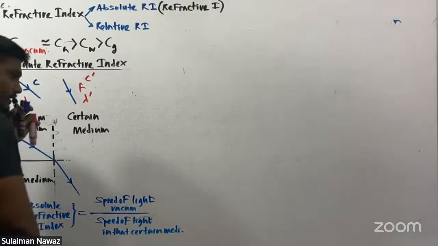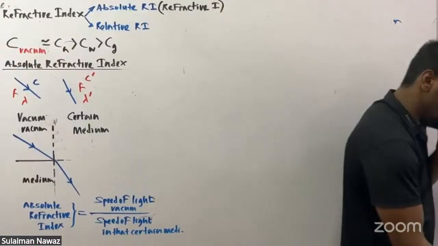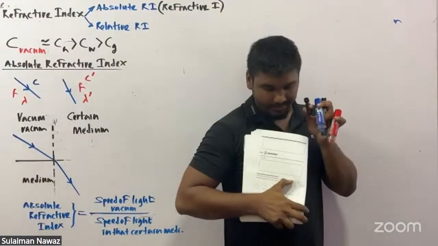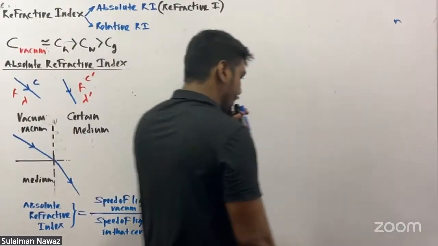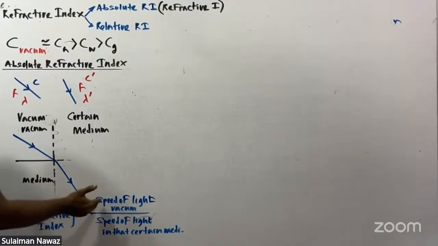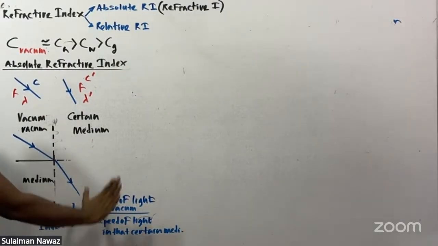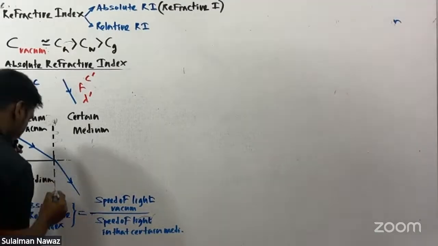Medium is the equation. I know the story. So what you do now in this given space, here this equation, right? The absolute refractive index of a certain medium means speed of light in the vacuum over speed of light in that certain medium. Highlight the story.